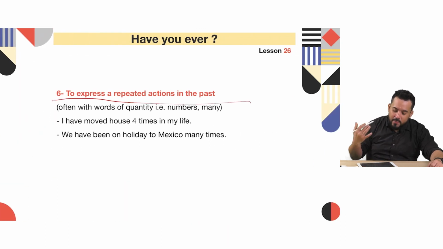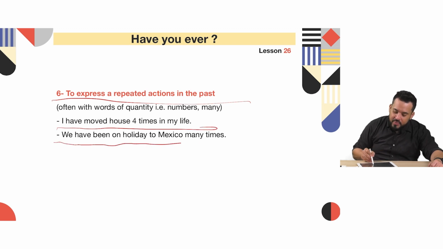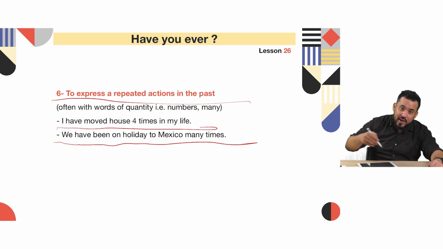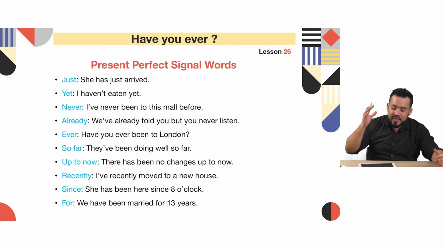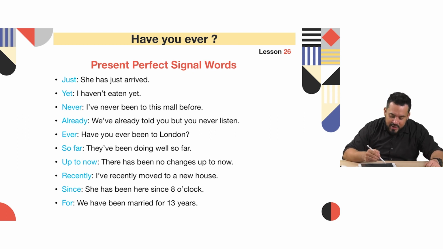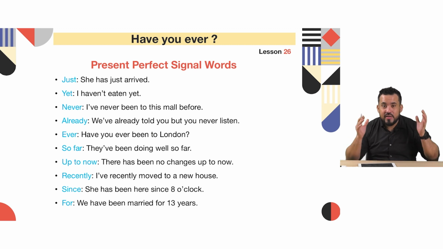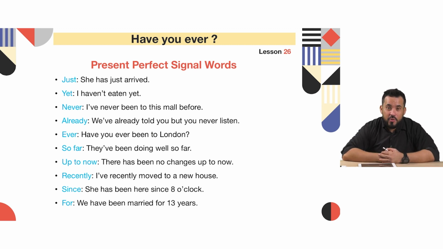To express repeated actions in the past, some things that happen over and over in the past. I have moved houses 4 times in my life. Or we have been on holiday to Mexico many times. Again, if you notice, we didn't say when in both cases. That's why we also use the present perfect. Okay, now let's take a look at the signal words for the present perfect. Just, yet, never, already, ever, so far, up to now, recently, since, and for. If you see any of these signals, you know that you have to use the perfect tense.